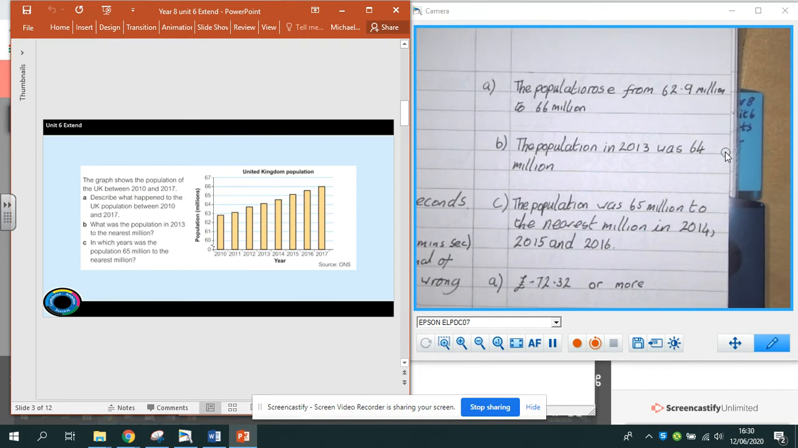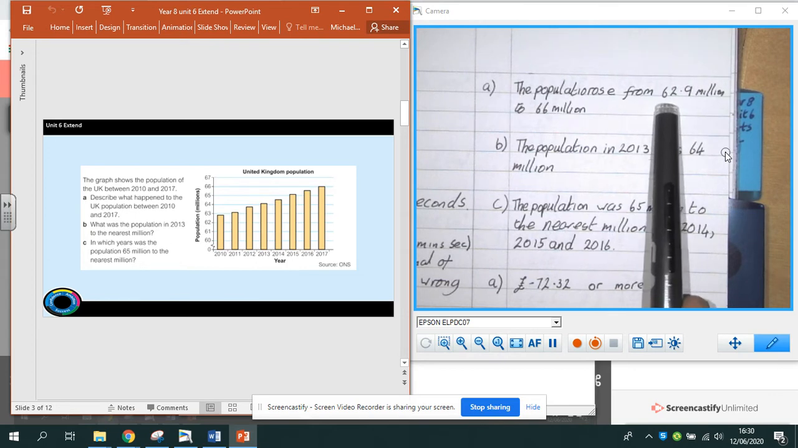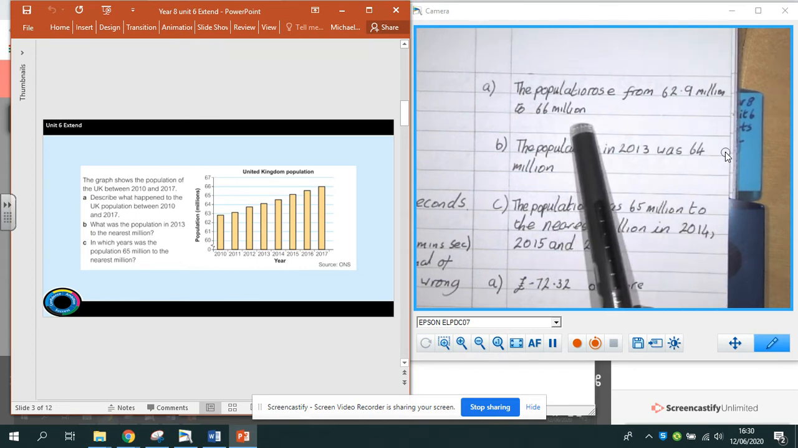So, describe what happened to the UK population between 2010 and 2017. The total population rose from 62.9 million to 66 million.